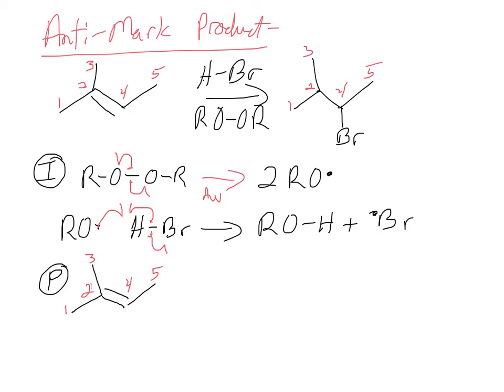So we're in the situation now where, okay, here comes Br dot, and we're going to break this pi bond. So where do we want the radical to end up? Which carbon? 2. So let's have it go to 2. Then where's the bromine going to have to end up? Carbon 4. The less substituted one, right?